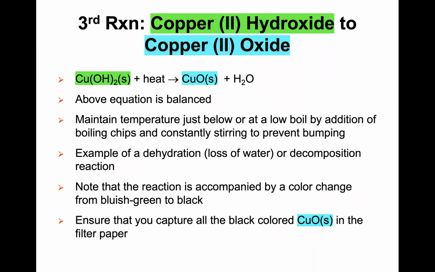Now, the third reaction is to convert the copper hydroxide to copper oxide. For this one we simply apply heat. Maintain the temperature just below boiling. Remember you have this in the aqueous solution, so you want to heat until the water is about to boil, a little bit of boiling. Make sure you add boiling chips to prevent bumping.